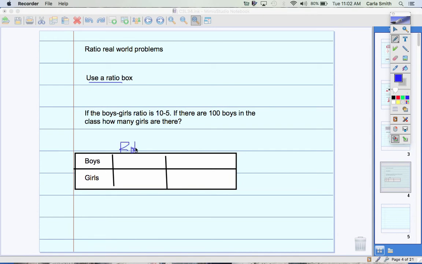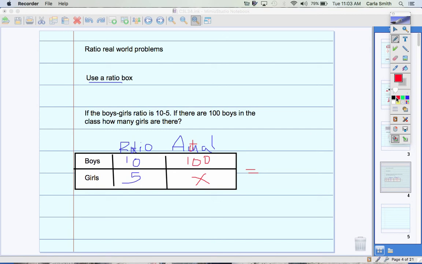So I need to know my ratio. And I need to know my actual. So my ratio, boys to girls, I know I have 10 boys for every 5 girls. And in my actual number, it says I have 100 boys. So if I have 100 boys, I need to know how many girls. So I'm going to set an X there, and I'm going to determine my ratio.